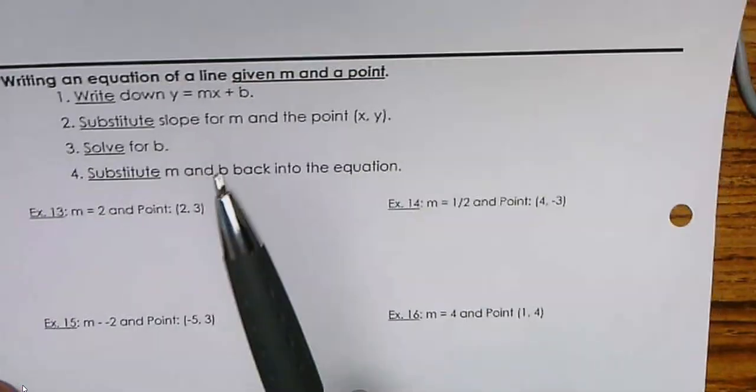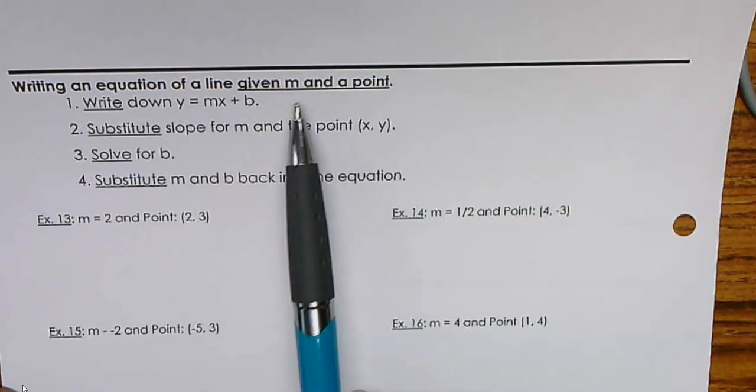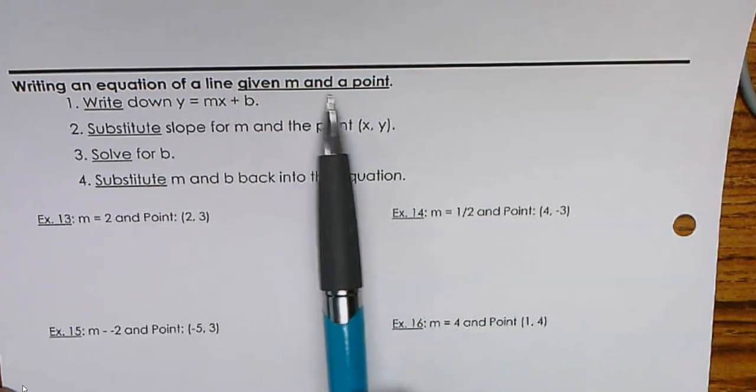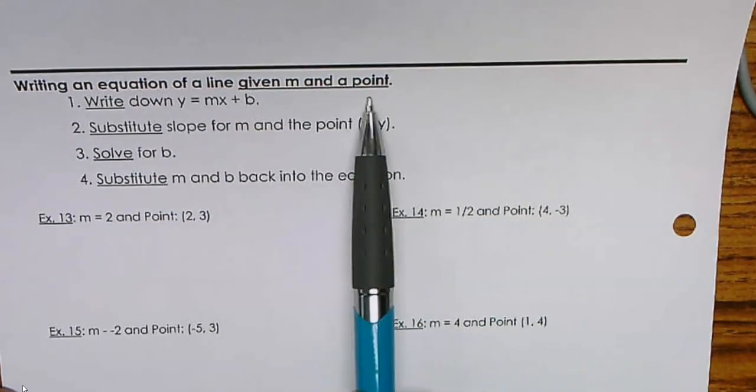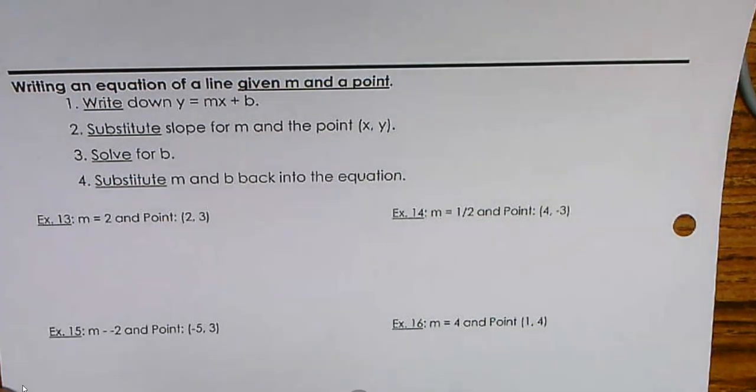After that, we're going to talk about writing an equation for a line given m and a point, or slope and a point. So those are all the ways we're going to talk about it today. Instead of 4 ways, it's just 3. All right, so here we are.